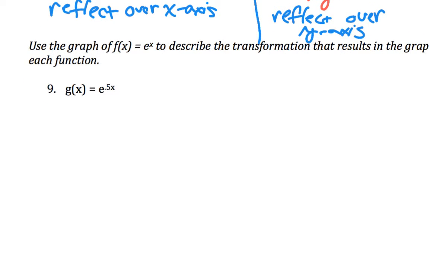This one's different. Here's a transformation. It's the base e. That's a 0.5. So it's up there with the x, so it's inside, so it's a horizontal. 0.5 is less than 1. So inside that means it's a stretch, and it's by 2, because the reciprocal of 0.5 is 1 over 0.5, which is 2.